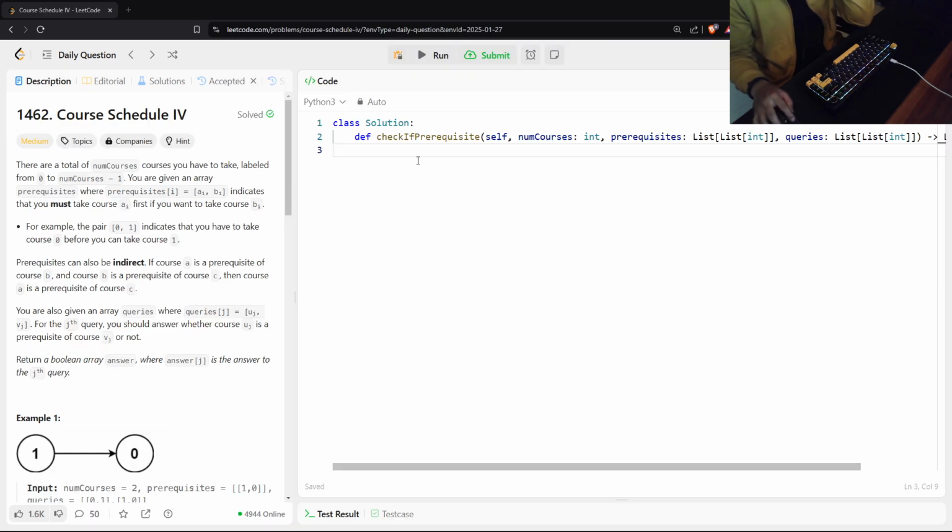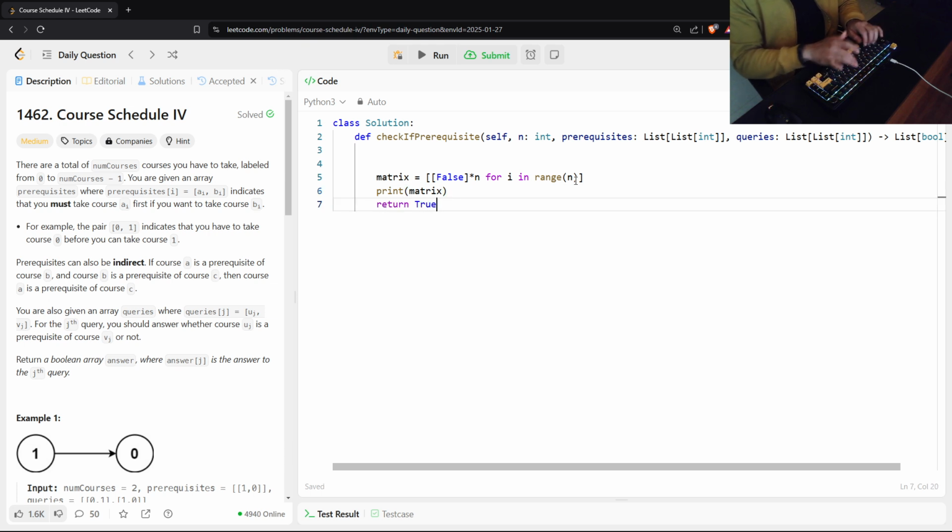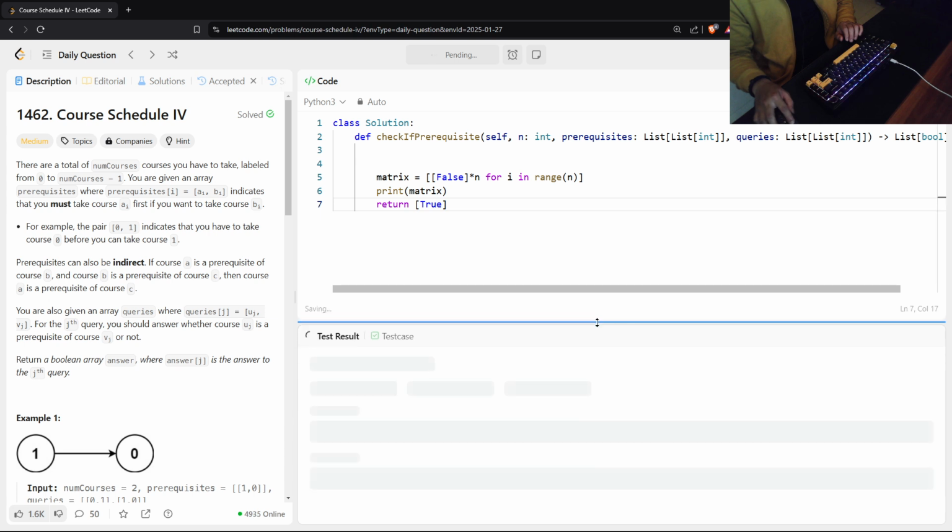Alright, so let's start to code this up now. What I first need is a matrix where all the values are false, and this will be an n cross n matrix, n as in the number of courses. To make that quickly, we can define this variable called matrix. Initially all its values will be false. So this right here gives us a matrix which has all the values as false, for n cross n.